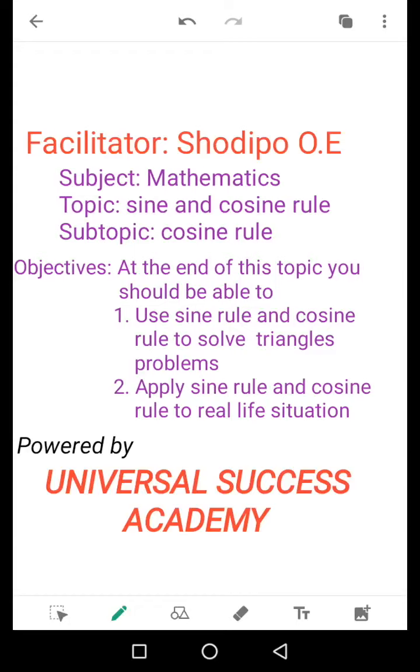Welcome back. Today we want to be looking into cosine rule. The last time we discussed sine rule, today is cosine rule.